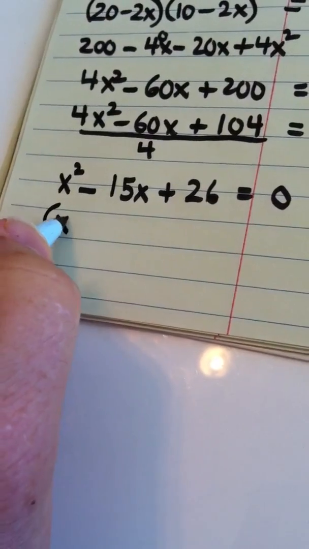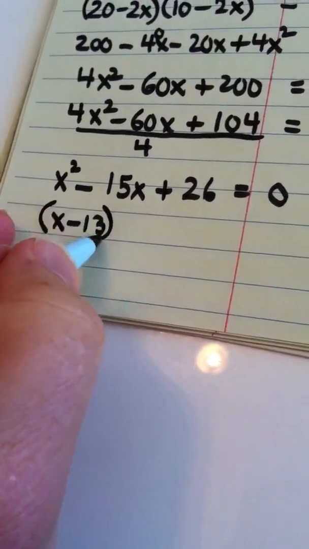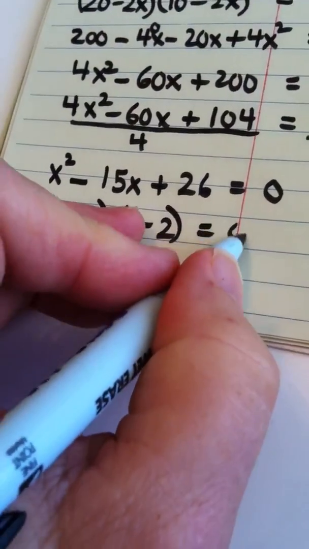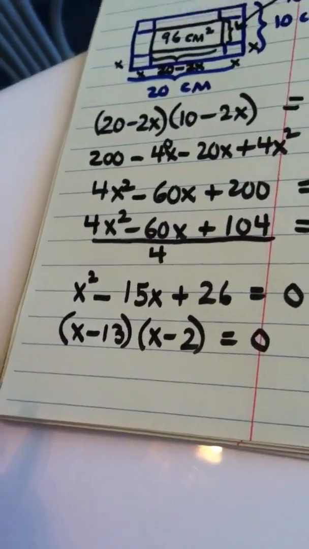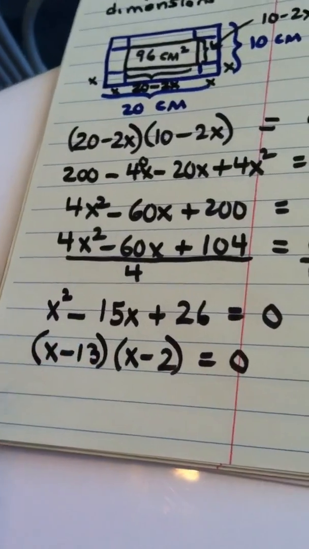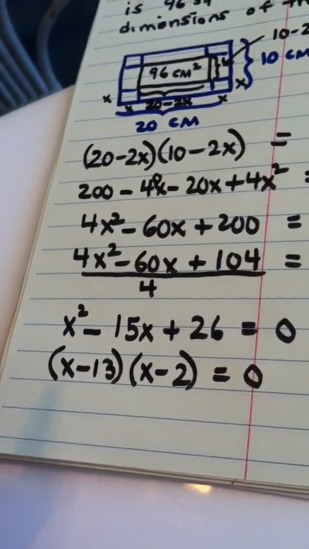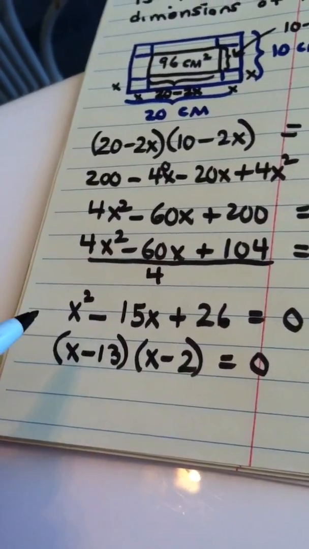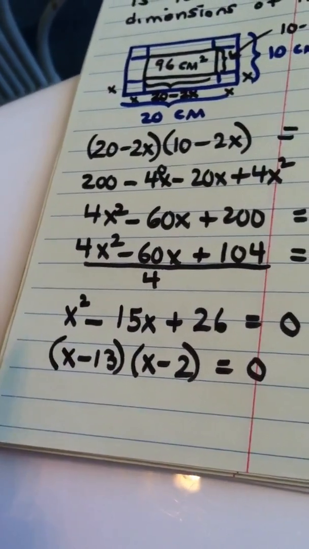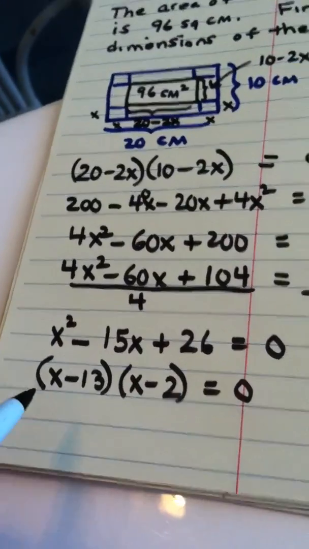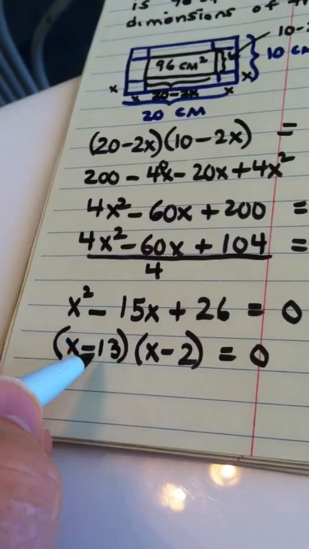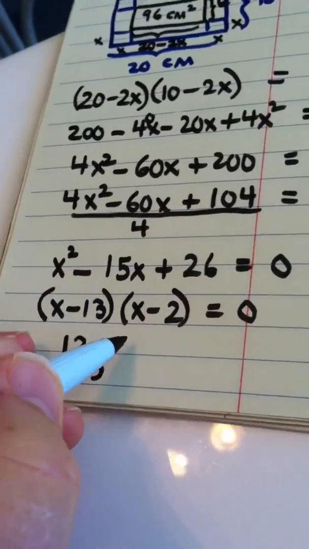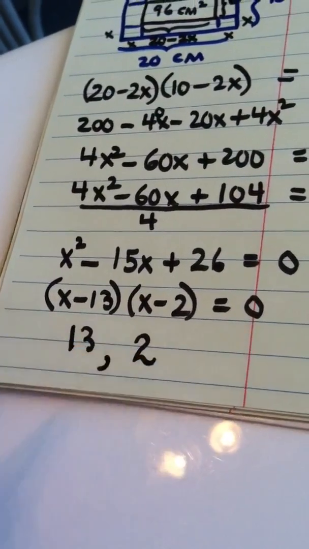This factors as x minus 13 and x minus 2. Again, if it didn't factor, you would know to either complete the square or go to the quadratic formula. You decide whichever would be the easiest. Remember, the quadratic formula is always the fail-safe method. Okay, what would make this 0 would be 13. What would make this 0 would be 2.